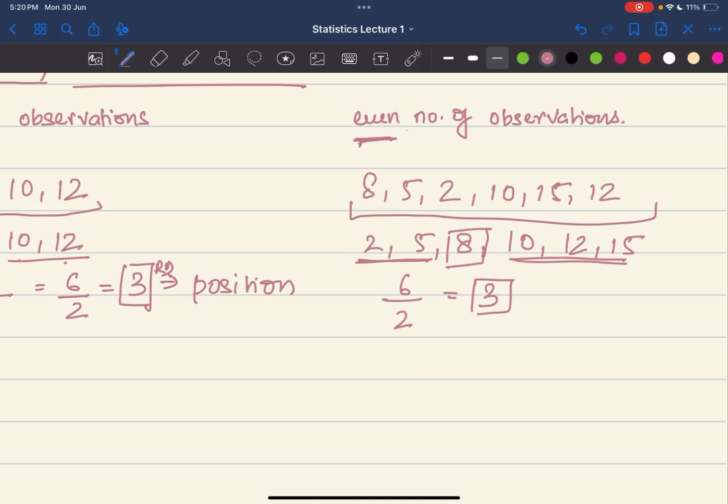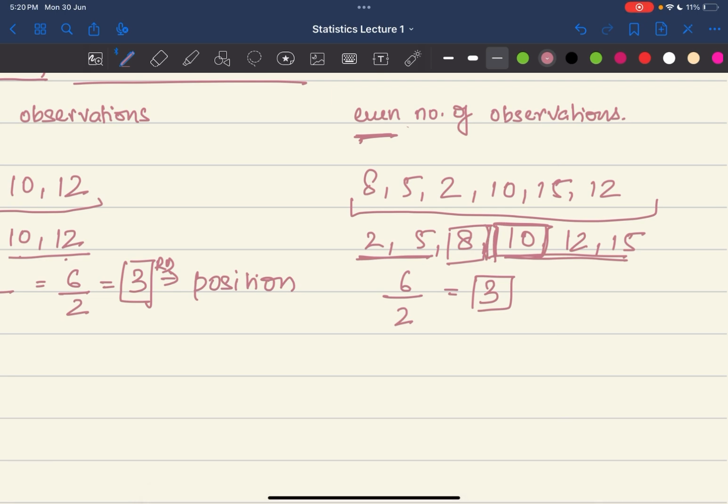In this situation, we will take the next number that we have after 8, which is 10. Okay, always the next number, not the previous number, always the next number. We'll take the next number, which is 10. We'll add 8 and 10 and then divide it by 2.